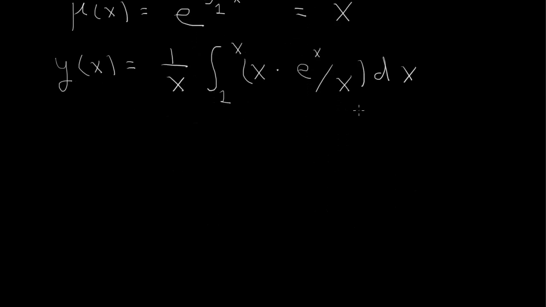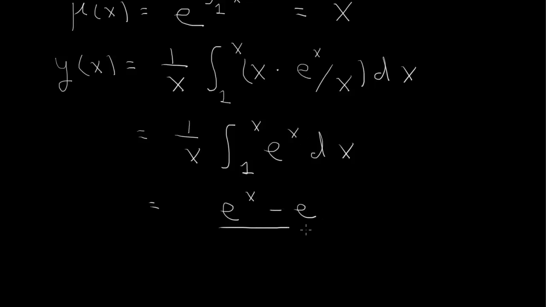Which we can do. So this is 1 over x. X cancels x, so the integral from 1 to x of e to the x dx gives us e to the x minus e, all over x. Same answer as before.